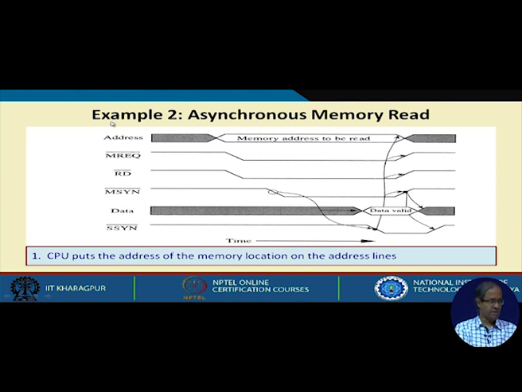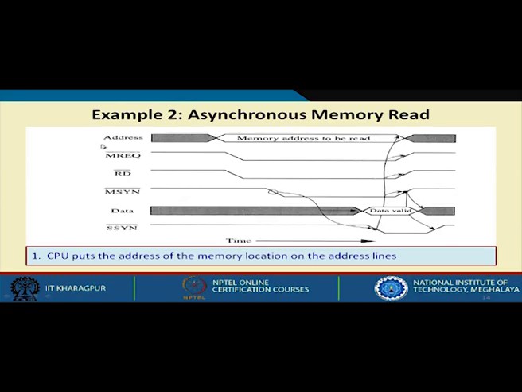So, the second example that we take here is that of asynchronous memory read. Here you see, again in addition to the address and data, because it is not synchronous, I am not showing the clock signal, because earlier everything was happening in synchronism with the clock. We were assuming both the CPU and the memory system had access to the same clock, but for an asynchronous system we are assuming that there is no clock; there are other handshaking signals using which the CPU and the memory both will know exactly what is going on.